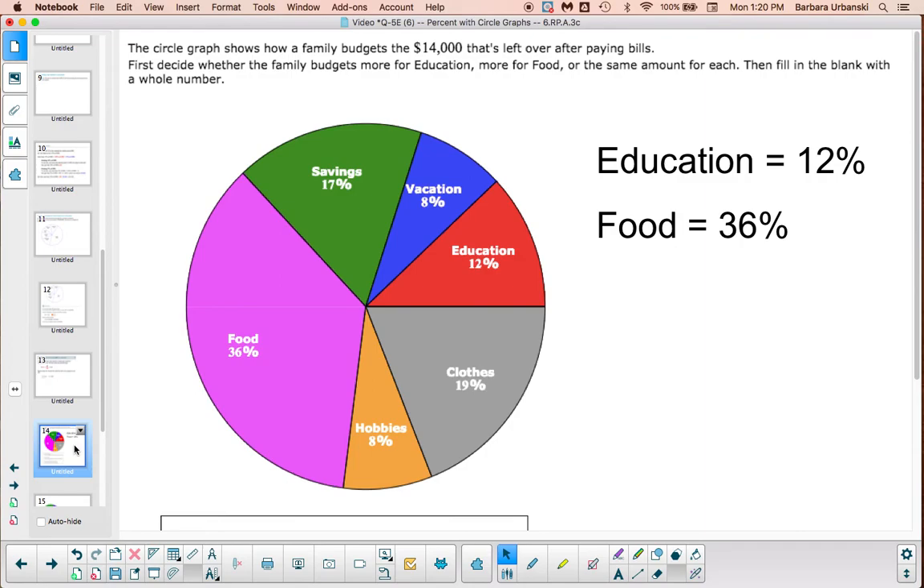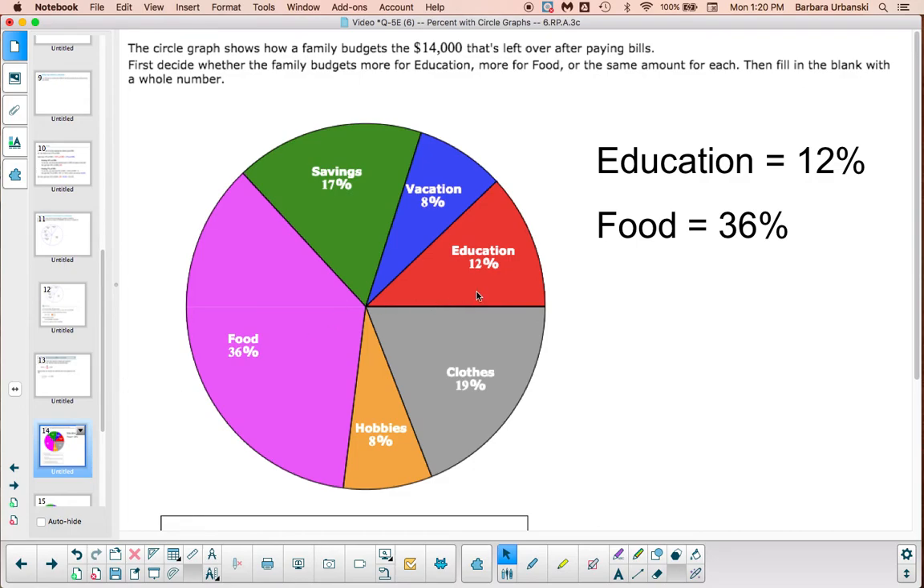And then the last problem. They're saying this circle graph shows how a family budgets the $14,000 that is left over after paying bills. So this whole thing is what is left over after paying the bills. First, decide whether the family budgets more for education, more for food, or the same amount for each. Then fill in the blank with a whole number. So again, they want a whole number.